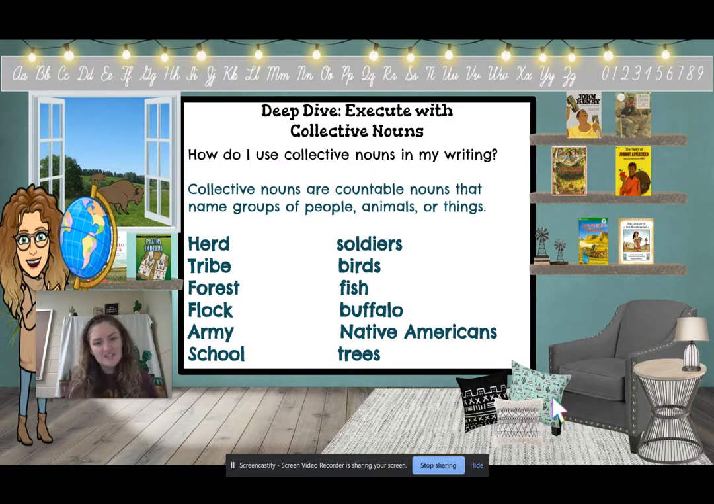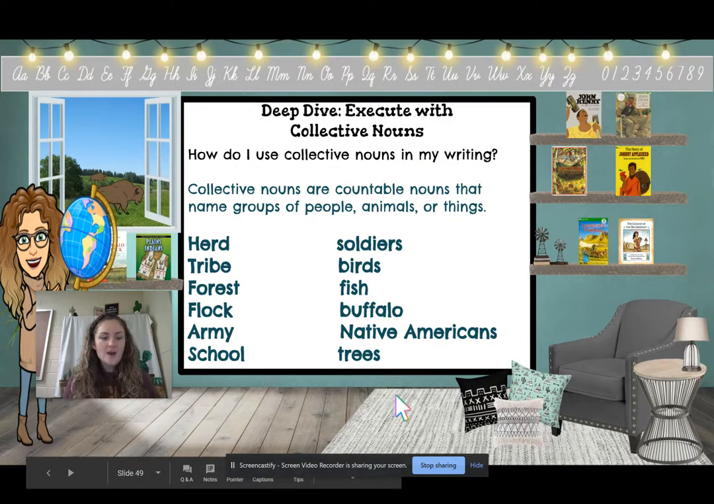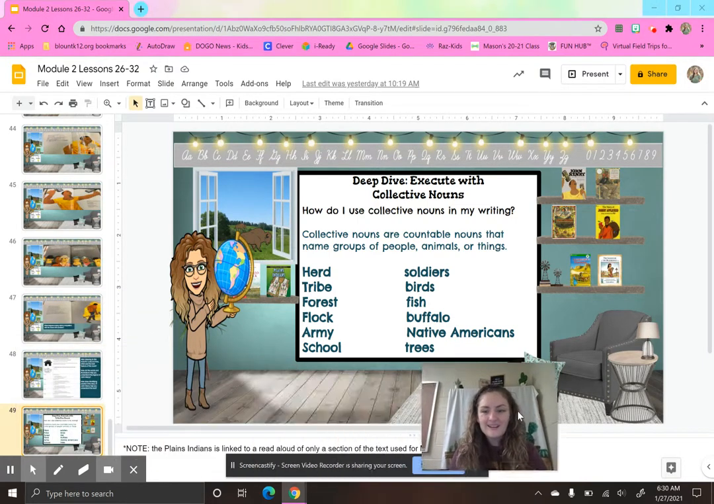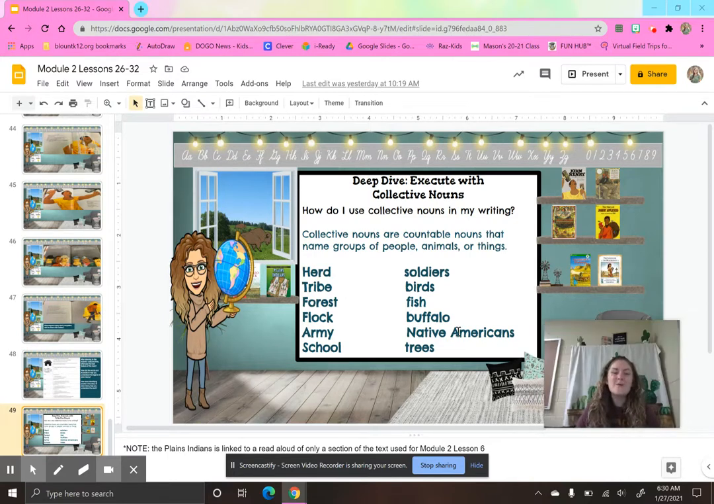So you are going to have a chance to help me match these collective nouns to the group of plural nouns that match with it. So I am going to go to the screen and we're going to match our collective nouns to plural nouns. So a herd is a collective noun that describes what? Look at these plural nouns. What is a herd a group of? Look at your options right here. We have soldiers, birds, fish, buffalo, Native Americans, and trees. What is herd a collective noun for?